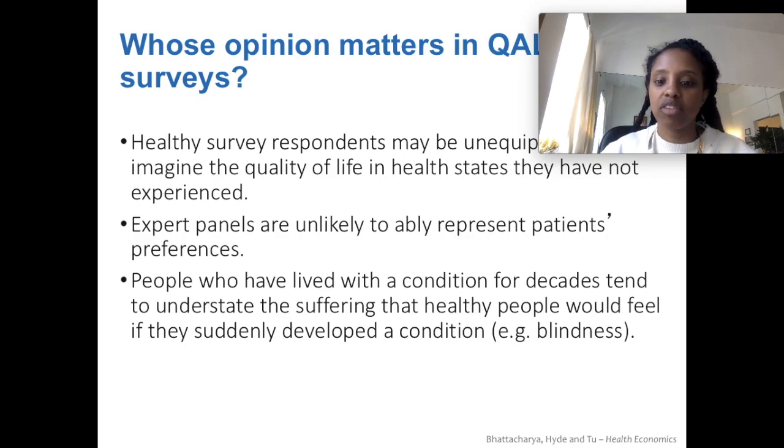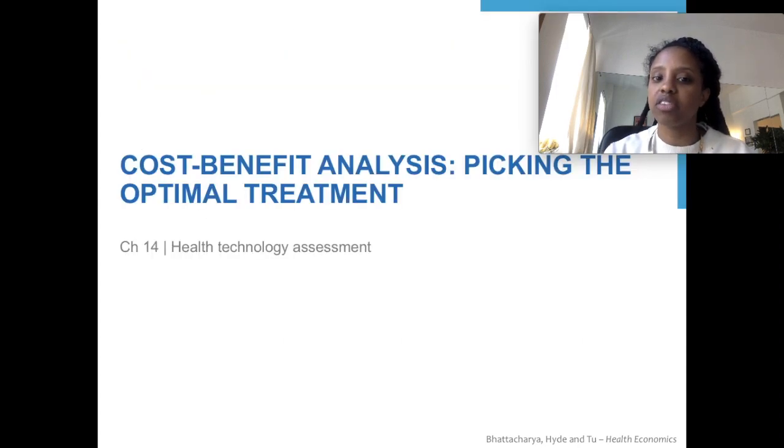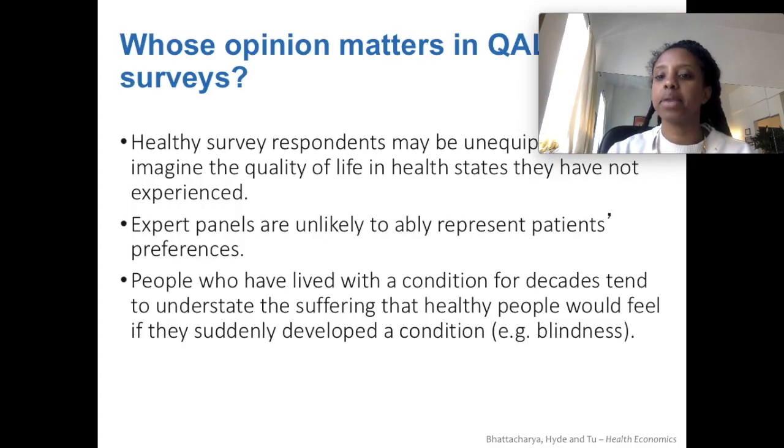For example, a person who has lived with blindness for a long time has developed a lot of skills, and that's life for them. Versus a healthy person who were to move into that state might suffer a little bit more than would be anticipated by the blind person. So, whose response is more accurate? The healthy person, the person who already has the condition, or an expert panel? It's really hard to say. So a lot of times people just use a combination of these different measurement techniques.